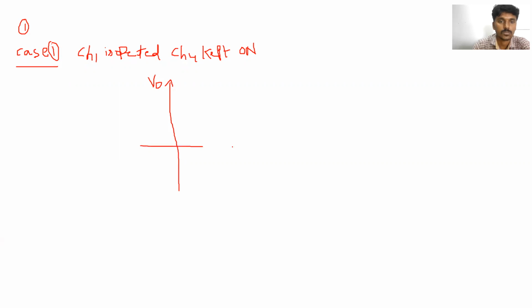Output voltage is positive and output current is also positive. In which quadrant will it operate? First quadrant. Clear? Now the second case, mode 1, second case operation.